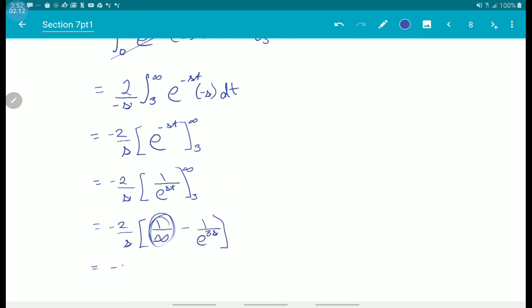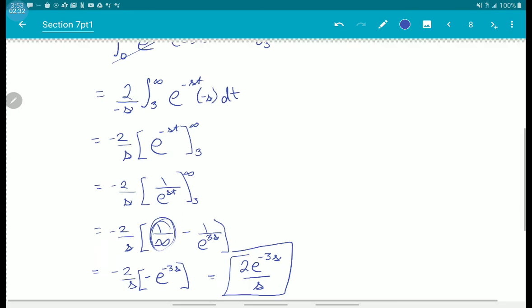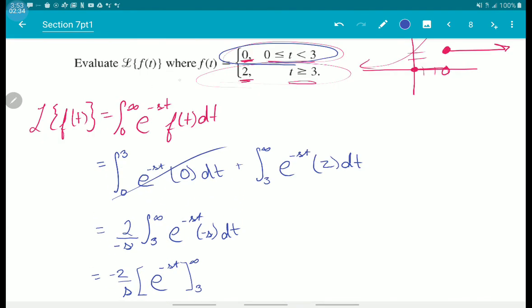So we have negative 2 over s times negative e to the negative 3s. And we're going to have 2e to the negative 3s over s as our final answer. So this would be the Laplace transform for this piecewise function.